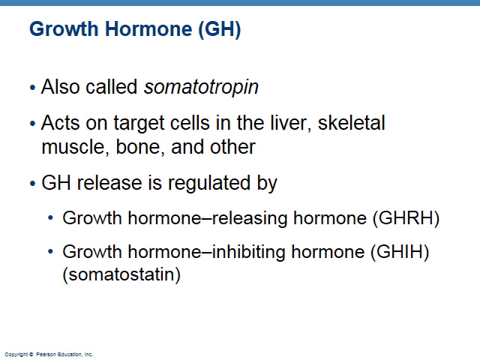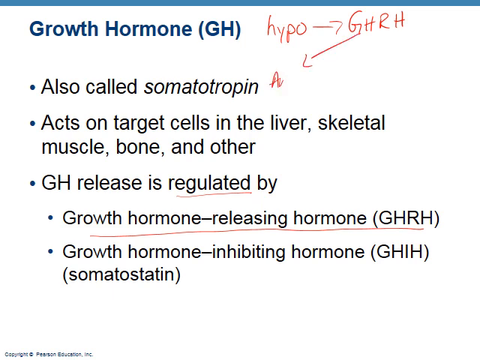So the first hormone that we're going to talk about released from the anterior pituitary is called growth hormone. Growth hormone is regulated by growth hormone releasing hormone. So the hypothalamus is going to release growth hormone releasing hormone. That is going to go to the anterior pituitary and cause it to release growth hormone. And then growth hormone is going to target the liver, skeletal muscles, bones, and others and cause them to do what? Grow.